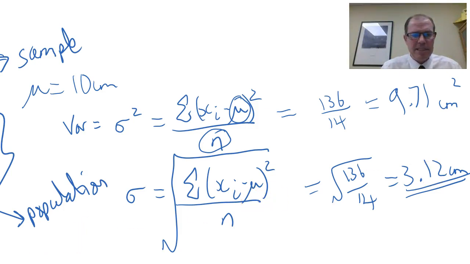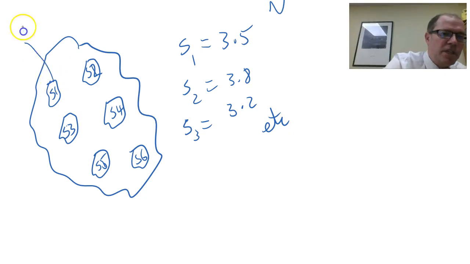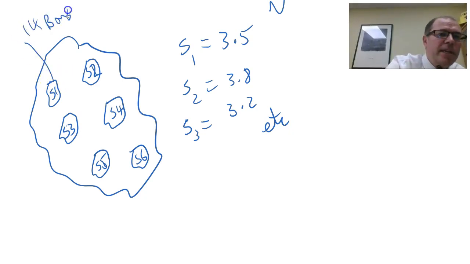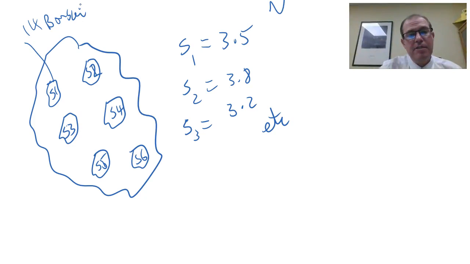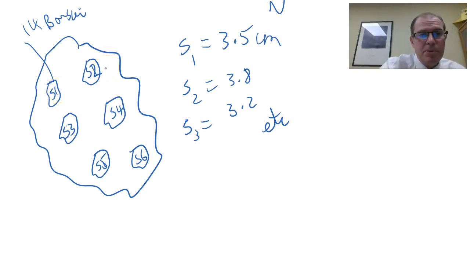Let's have a look if it's a sample and have a chat about that. Now imagine I did, say, 6 samples, or even more, maybe 12 or 20. And every sample has a number of bonsai trees in it, so imagine every sample has 14 bonsai trees in it. We wouldn't expect the standard deviation for every sample to be the same. Maybe we calculated in sample 1 the standard deviation was 3.5 centimeters for those 14 bonsai trees. Maybe in sample 2 the 14 bonsai trees had a standard deviation of 3.8 centimeters.